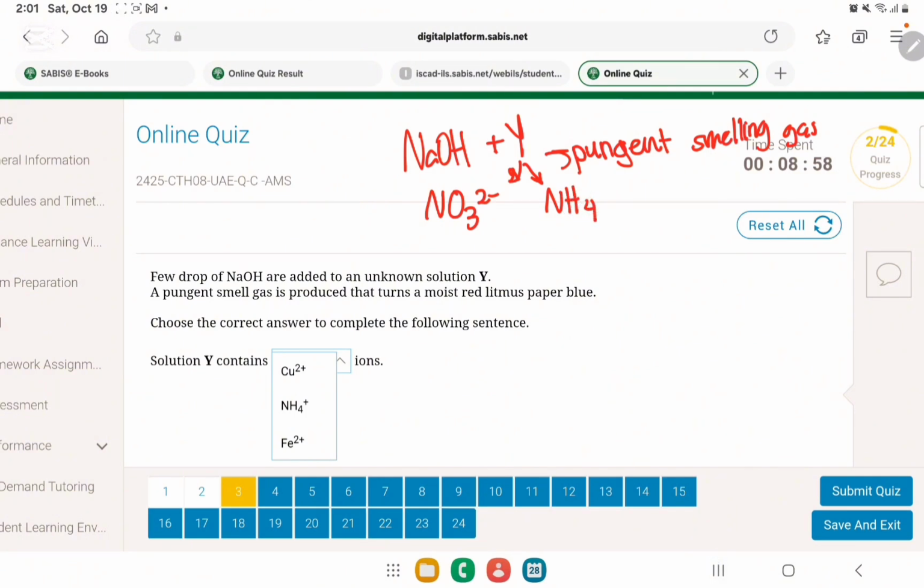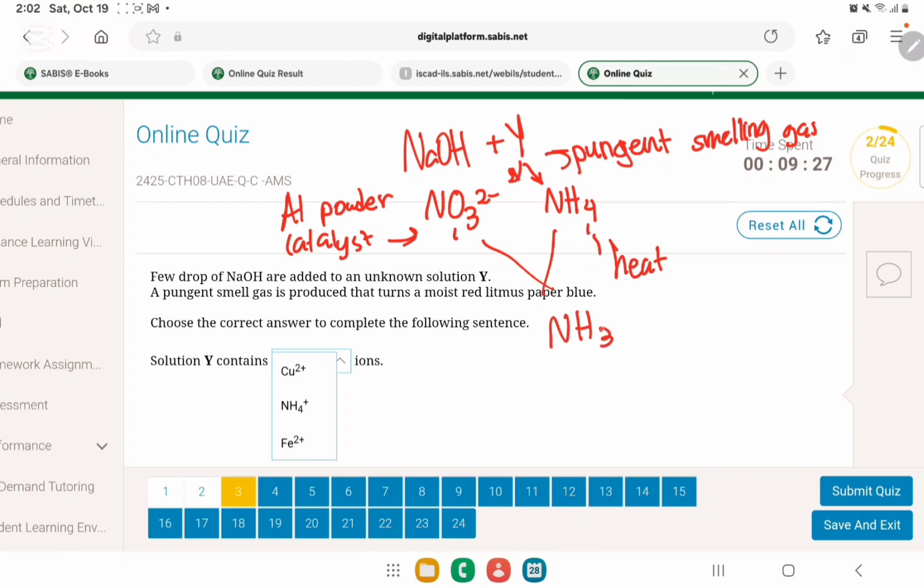NH4. But the main difference between NO3- and NH4, they're pretty much the same thing. For both of them you heat it and you add NaOH. But in NO3 you add aluminium powder, which is a catalyst. But then at the end, in both of these, you get NH3, which is the pungent smelling gas. So here they didn't say they added aluminium powder. So the answer is not NO3, it's NH4. Okay?